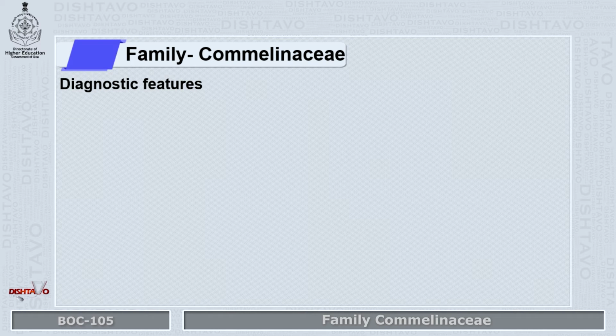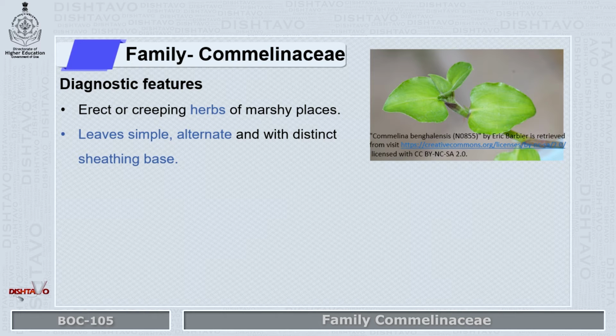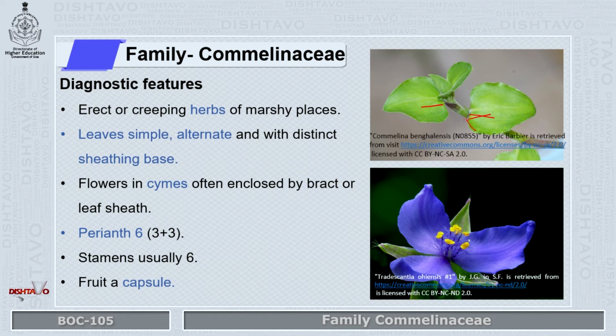Let us understand the diagnostic features of this family. It is an erect or creeping herb of marshy places. You can easily spot this plant along the roadside in marshy areas. When you see this plant, the leaves are simple, alternate. You can see one leaf is here and the other arrangement is here, with a distinct sheathing base. So when you pull this leaf, you will get a sheathing leaf base. The flowers are in a cyme inflorescence, often enclosed by bracts or a leafy sheath.